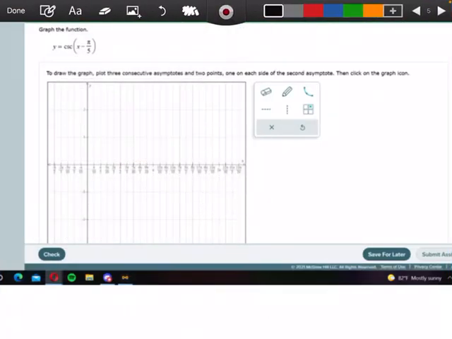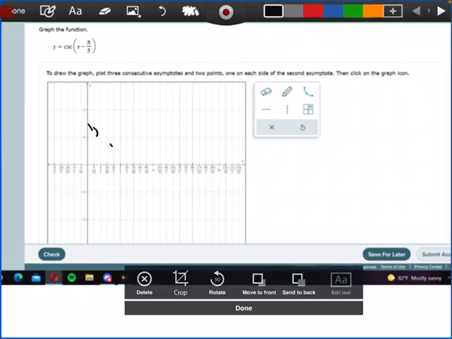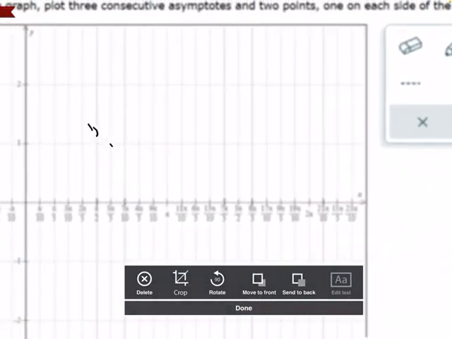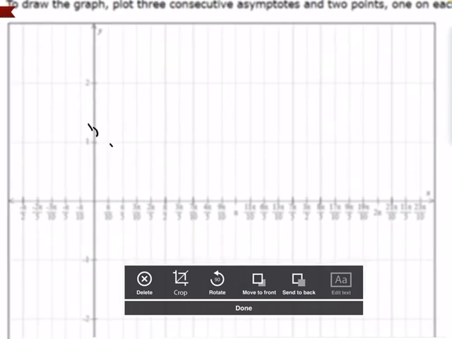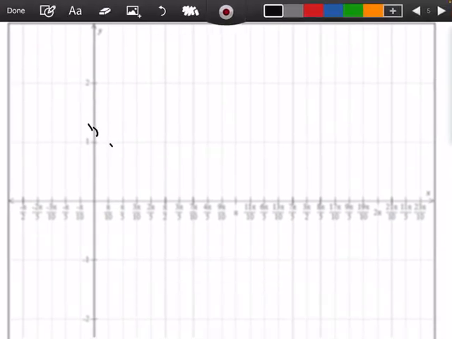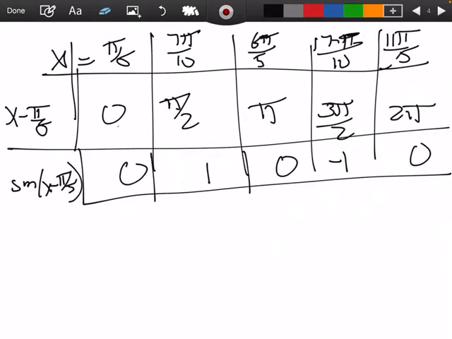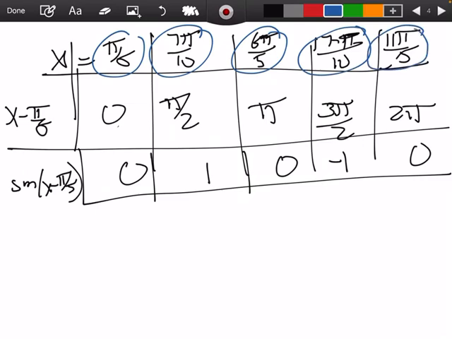There we go. And let me see if I can zoom in a little bit, just so that we can see some of these values a little bit better. Okay, done. Let me erase. All right. So the values that I'm interested in here, y'all, are pi over 5, 7 pi over 10, 6 pi over 5, 17 pi over 10, and 11 pi over 5. So let's start putting those values.